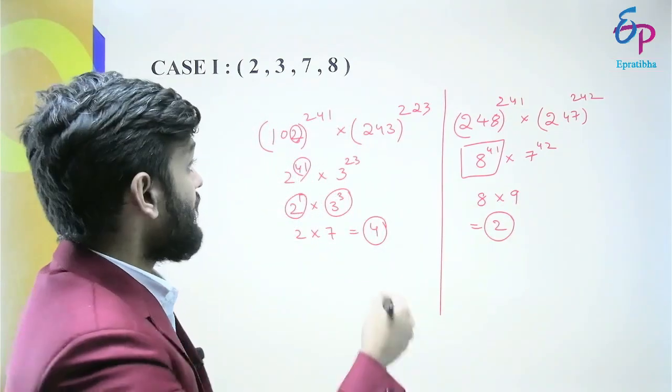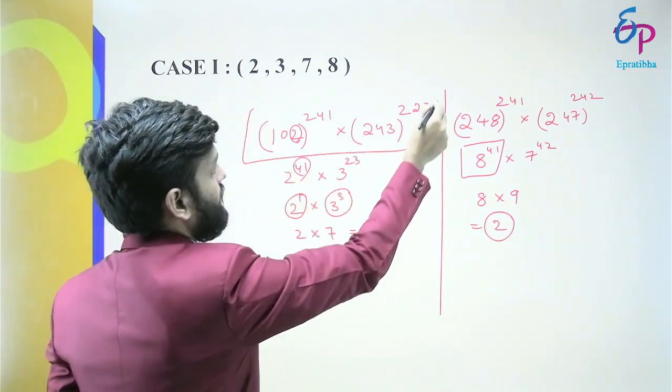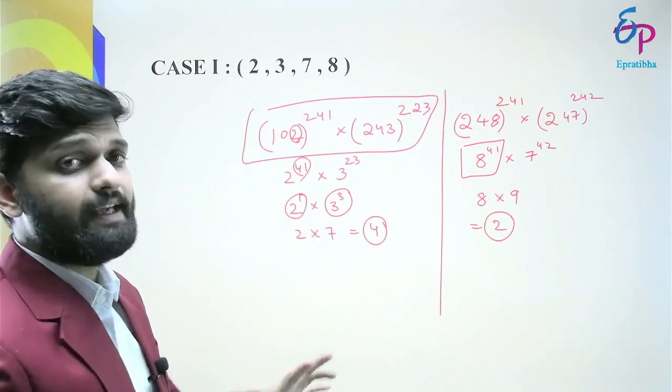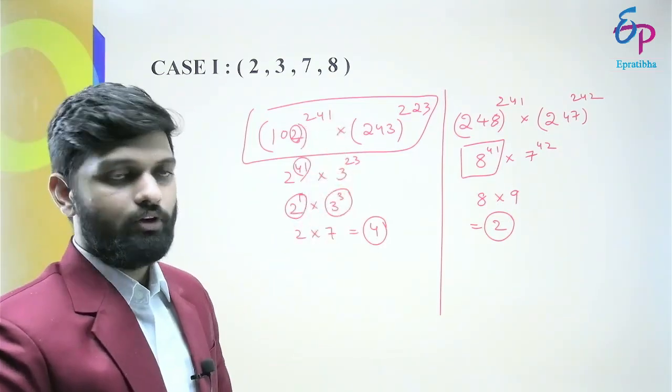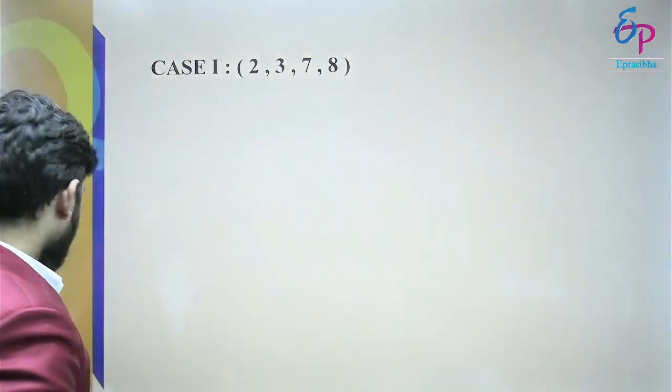This is how you are going to solve the questions in the examination. Only case 1 is a bit lengthy because it follows the cyclicity of 4. Let's look at all these at once.